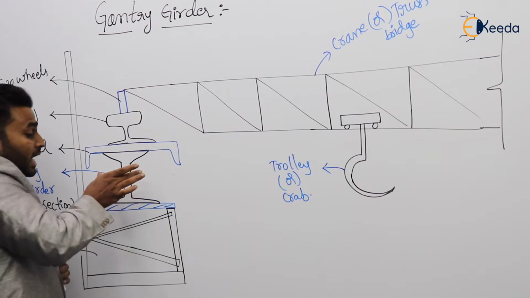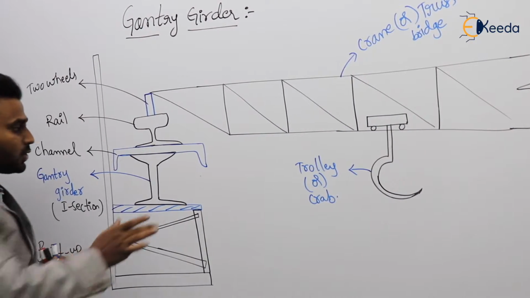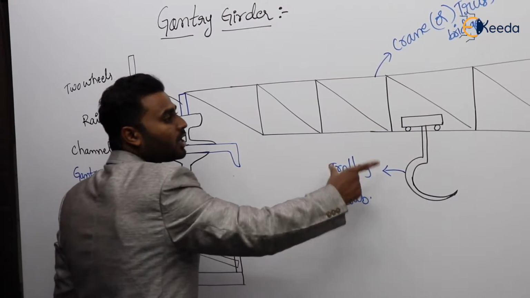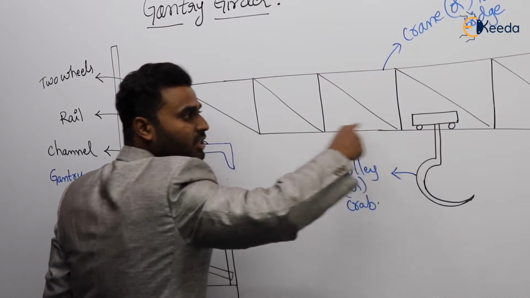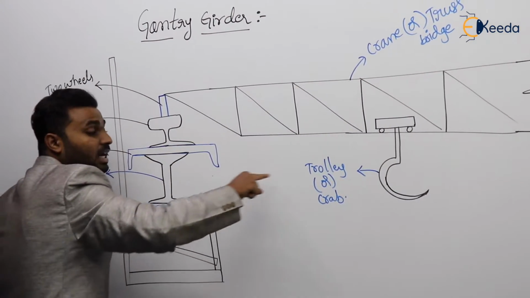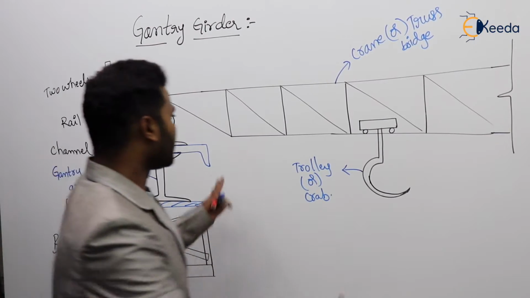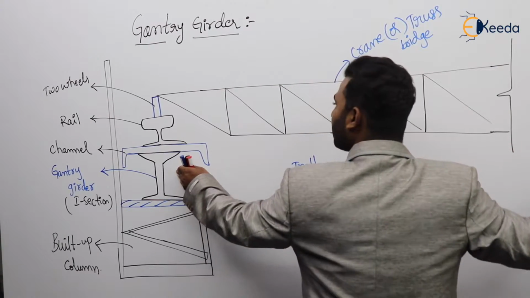So this is the I section. The length of the gantry girder is perpendicular to the board. Okay, try to imagine it. Now this crab or trolley will move on the truss, in this direction. It means you can say that is the lateral direction of the gantry girder I section, and here these trusses are placed on the two gantry girders on either side. Here one gantry girder and here one gantry girder.